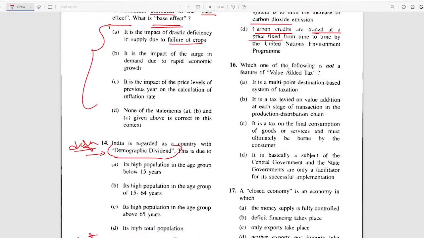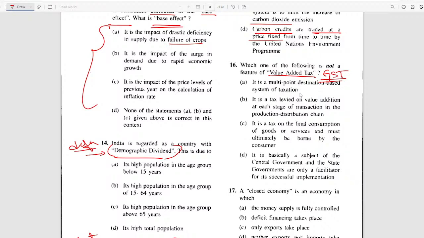Which of the following is not a feature of value added tax? Now instead of value added tax, they can ask you about GST. So read about the basics of GST, how GST is collected, and how the money is distributed among the states. Read the basic things.